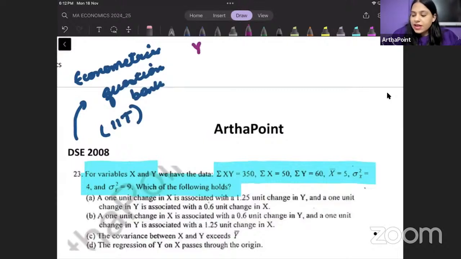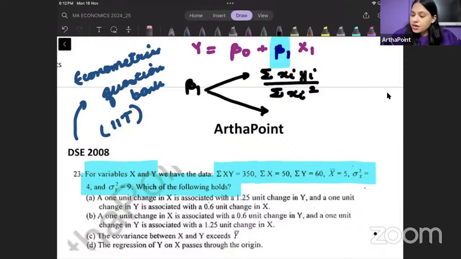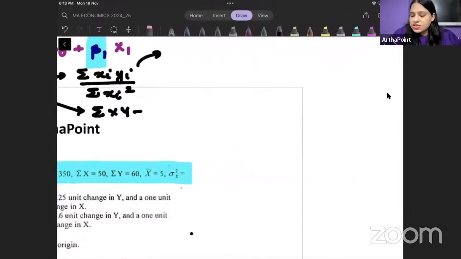So what do we do? When we have a model, Y is equal to beta naught plus beta 1 X1, how do you find this beta 1? There are two formulas. Formula number 1: summation small xi yi upon summation xi square, in deviation format. The second is in the absolute format, summation capital X Y. This second formula you can also derive from the first formula if you just try to open this up. Suppose you don't remember the second formula.